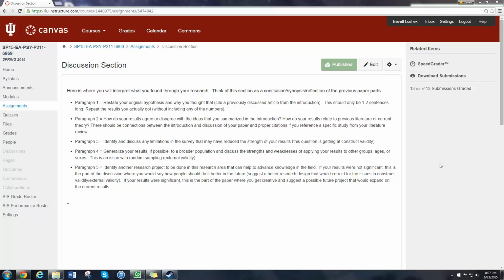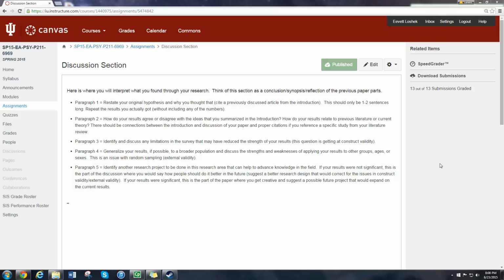In paragraph 5, you're basically going to wrap everything up by talking about future research. If your research turned out to be not significant, you might want to talk about ways we could have improved our research methods for this project to have gotten significant results.